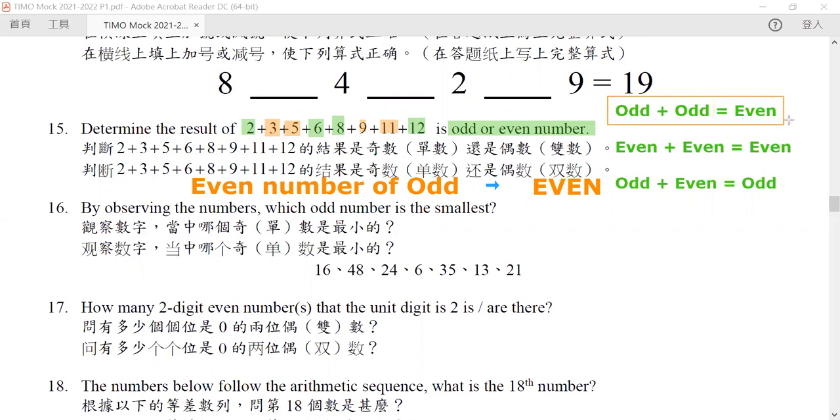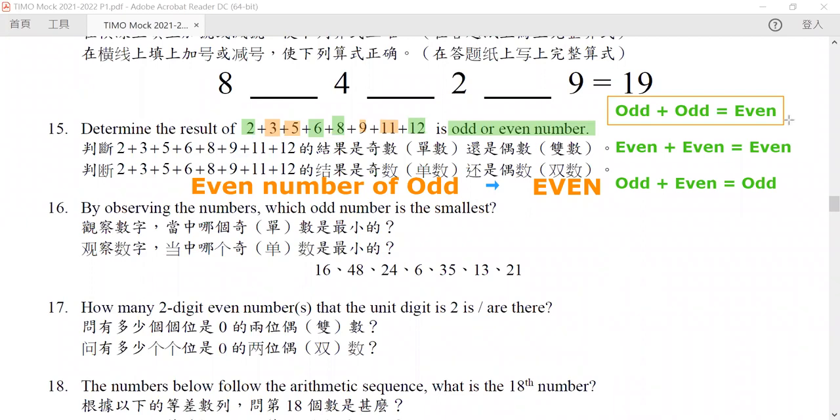Okay, so we have finished half of this paper. Congratulations. Now let's finish the other half of this paper. Okay, now let's go to question number 16.